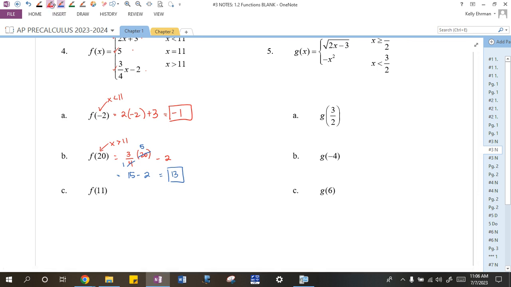And then f of 11, like I said, if x equals 11, there's no calculation needed for this function. The answer is 5. Sometimes that's confusing to people. Sometimes you want to do 5 times 11 or something, but it's showing you the answer.